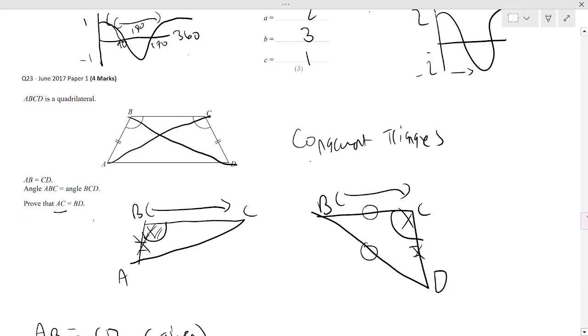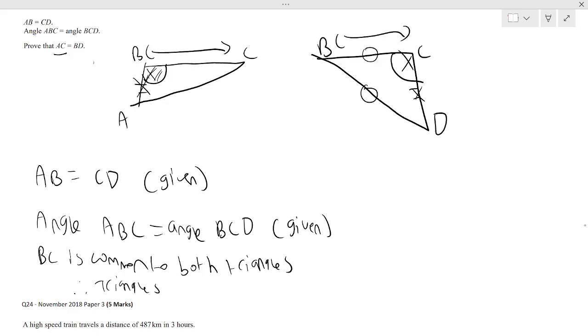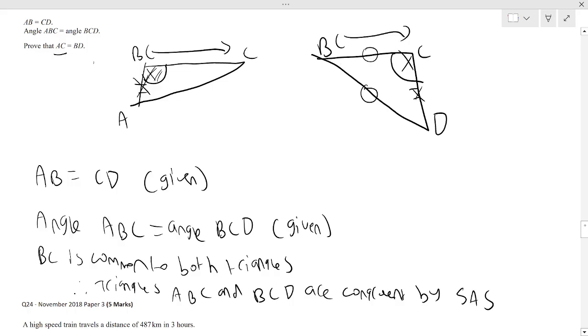Okay. So BC, as we just said, is also common to both triangles. Well, therefore, triangles ABC and BCD are congruent by, well, we've got two sides that are the same and an angle, so it's going to be SAS, or SSA or anything like that. But two sides and angles are the same, so we can prove it's congruent.